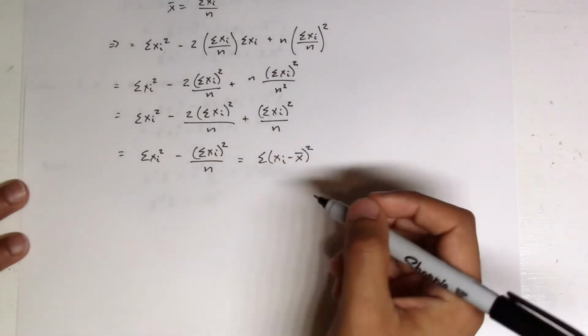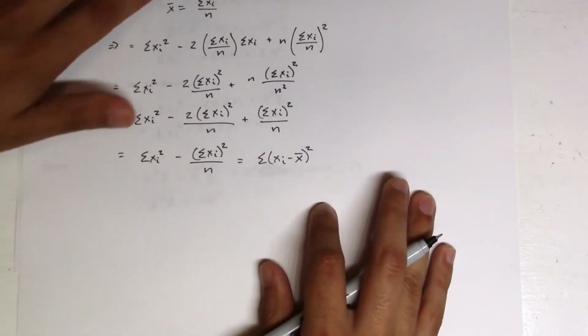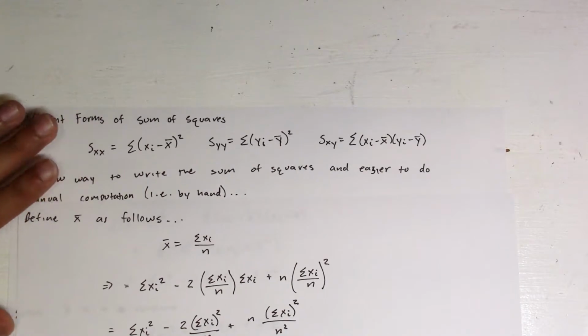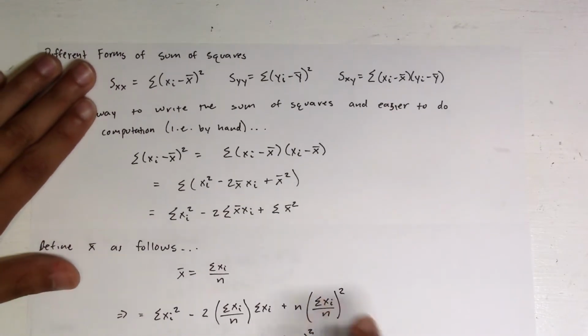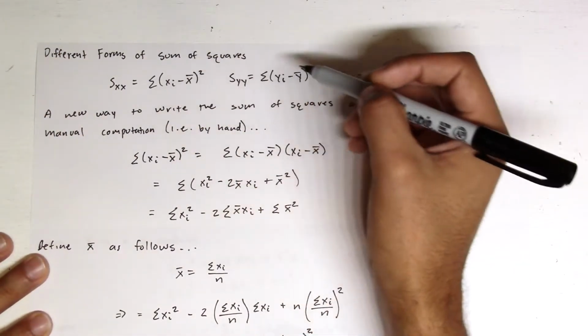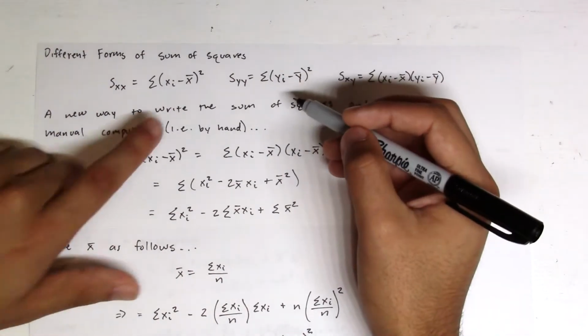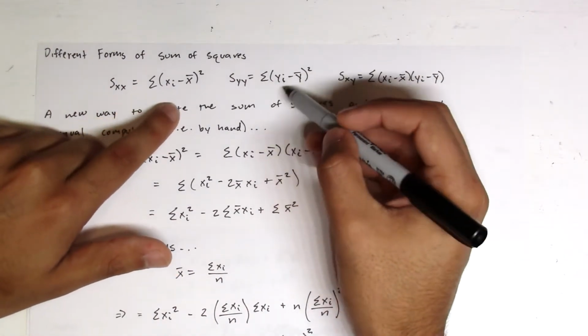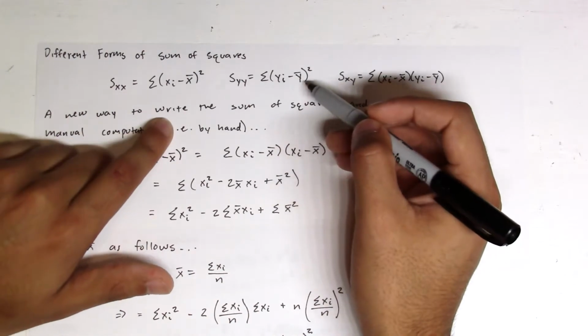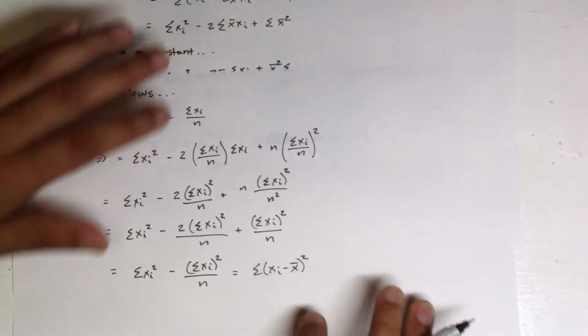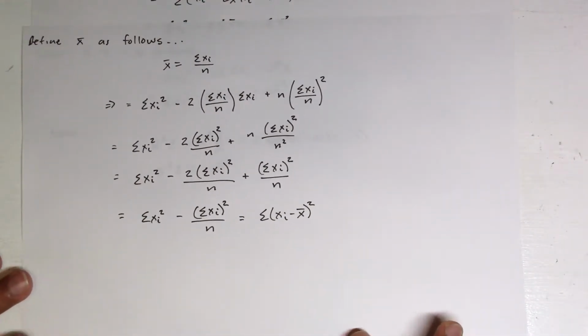So we can now redefine our two following sums of squares. We found a new form of this notation for this notation and this notation, because these formulas are basically the same thing but with different variables. So we could redefine the sum of squares for y and x as follows.